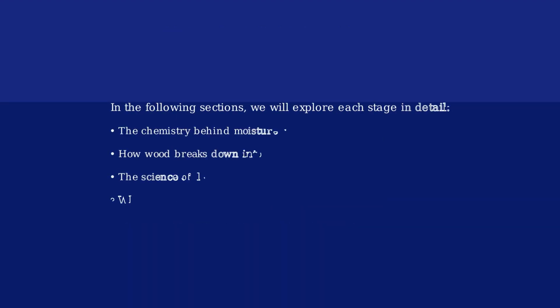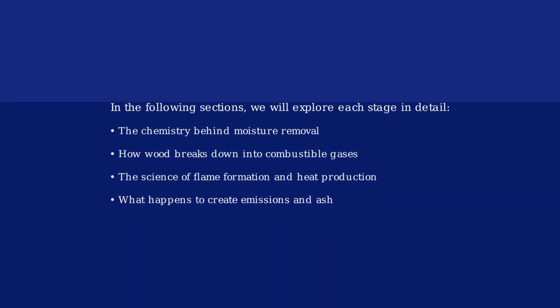In the following sections, we will dive deep into each stage of wood combustion. We'll explore the chemistry behind moisture removal, how wood breaks down into combustible gases, the science of flame formation, and what creates both useful heat and harmful emissions. This knowledge is essential for anyone interested in efficient, clean wood burning.